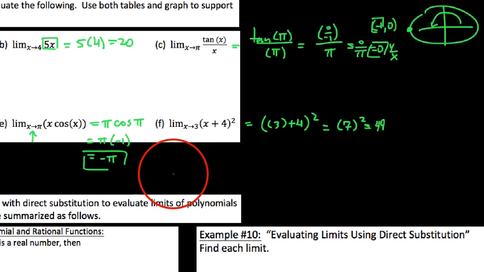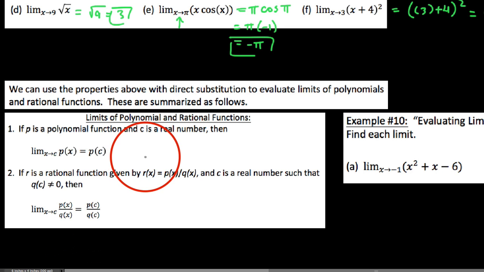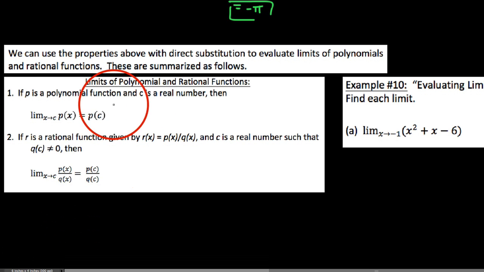Okay. So that being said, let's wrap this up by looking at a couple of additional properties. Basically everything that we just listed there. We said that we can use those properties above with direct substitution to evaluate limits of polynomials and rational functions. So remember that a polynomial p of x here is just some function where we've got all positive whole number exponents and all real coefficients. But this sum of terms is some polynomial, and we could just use direct substitution on it as well. So the limit of our polynomial function of x as x gets really close to c is just plugging in c for all of our x values. That would be our limit.